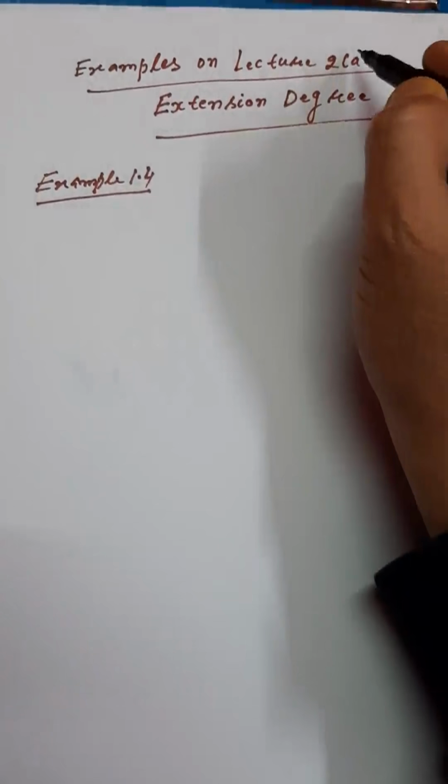So welcome back to part two of this lecture. This is part B of the second lecture, which is based on extension degrees. In this lecture, we shall discuss some examples based on the theorem which we proved in the first half of this lecture. So what was the theorem?